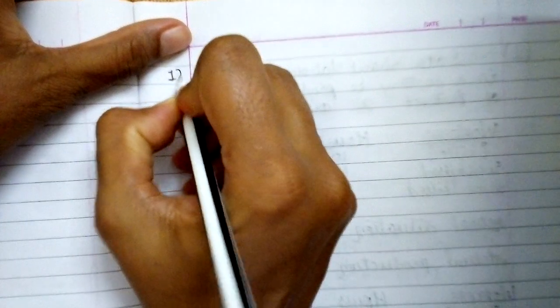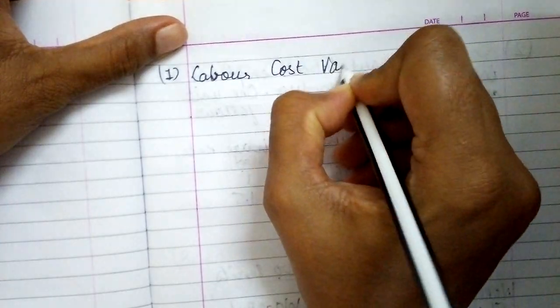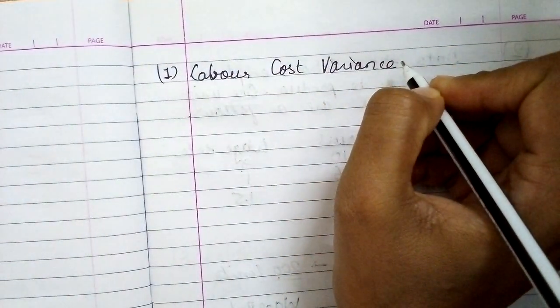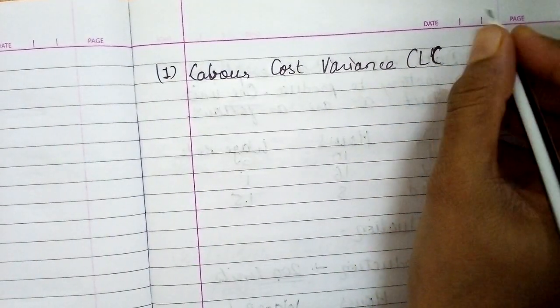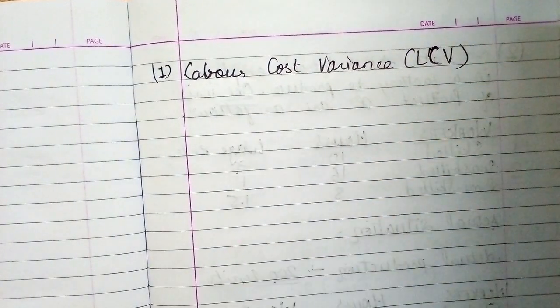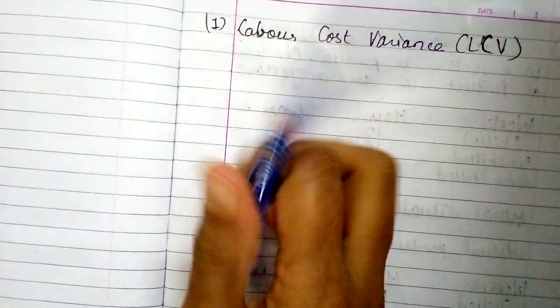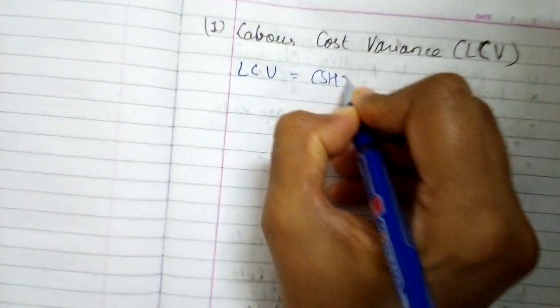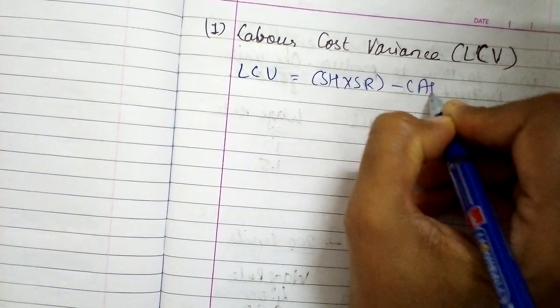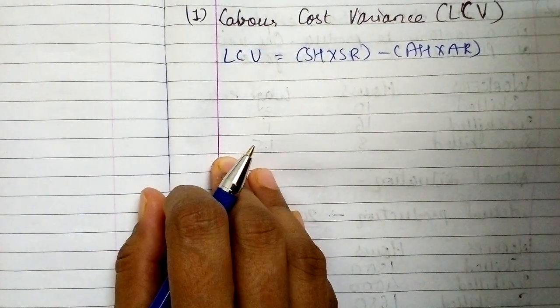Alright, so moving towards the solution. The very first variance, labor cost variance. See, the spelling of labor is debatable; as per modern English they write LABOR. That is also allowed. So starting with the labor cost variance, let me put the formula of labor cost variance. That is standard hours into standard rate minus actual hours into actual rate, right? This is the basic formula of LCV.